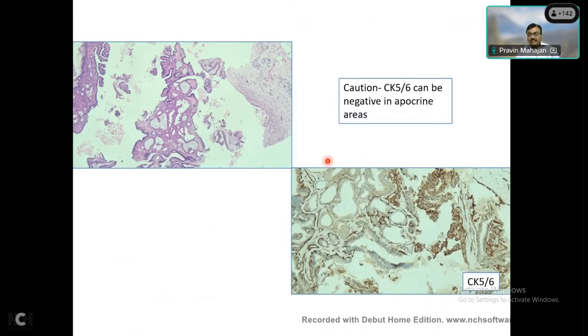I had already mentioned that you have to be very cautious when you are interpreting CK5/6 or ER in areas which show apocrine change in a papilloma, because you will see that CK5/6 actually looks negative in the apocrine areas. So the apocrine cells don't take up CK5/6 even though they are benign cells. In a benign ductal papilloma, those will be benign cells, but still it looks like they are negative. It's not like they have lost the expression, they are actually negative. So don't interpret that as a loss of CK5/6 and do not call it a malignant lesion.